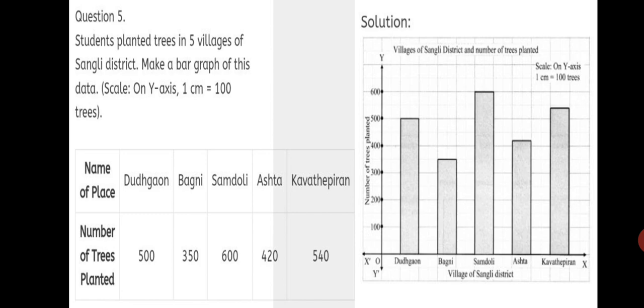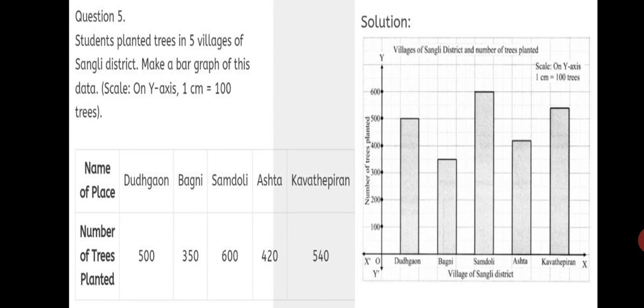Bagni 350. So you know that 300 you can mark easily, and above that 5 lines will be 350. So 350 will come exactly between 300 and 400 in the middle, 350. Third, Samdoli. Samdoli is given 600. So you can mark that quite easily, 600.